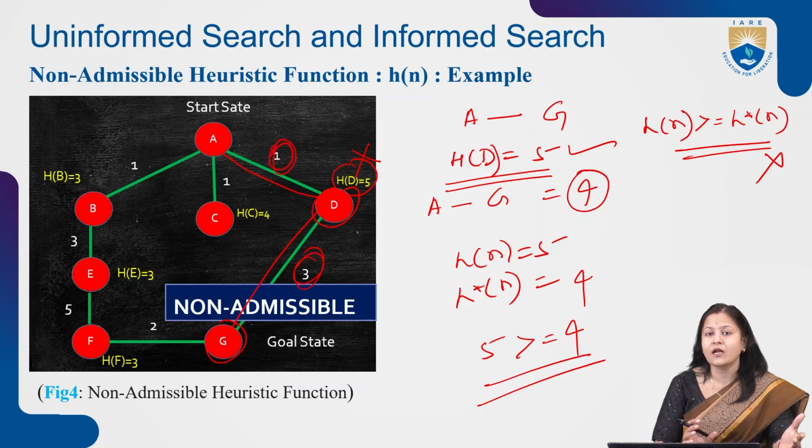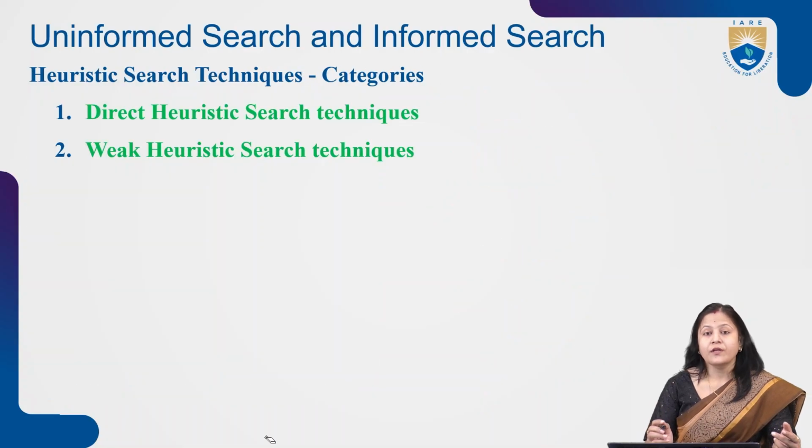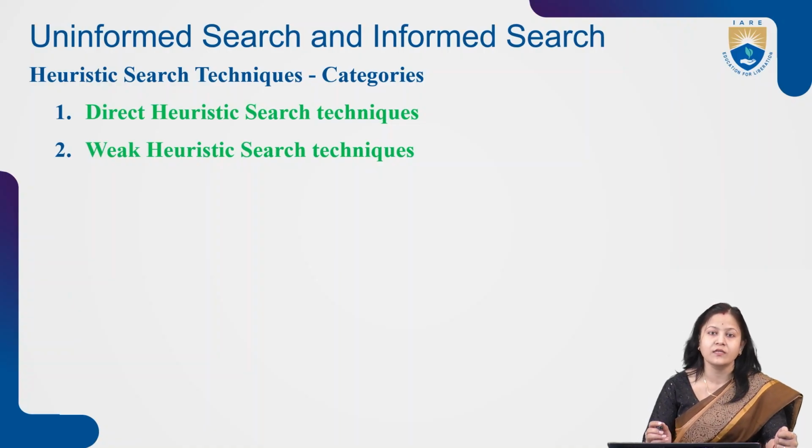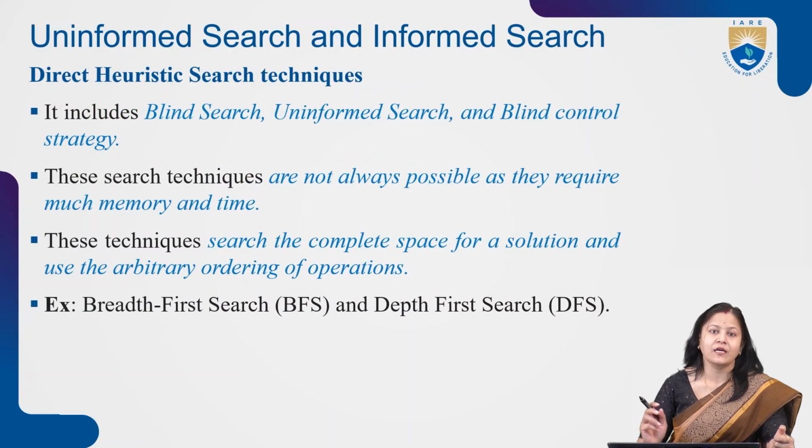So this is the way we can understand whether a heuristic value is applicable or not in our search space. Now there are two different heuristic search techniques. One is direct heuristic search techniques, another one is weak heuristic search techniques. Direct heuristic search techniques include the blind search, also called uninformed search or blind search strategy. Basically, the uninformed search is called the direct heuristic search.